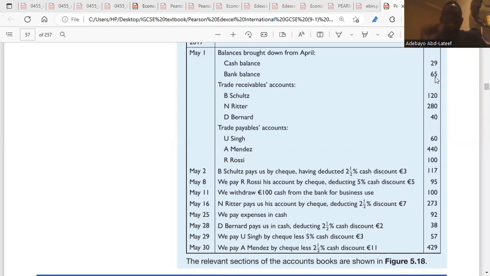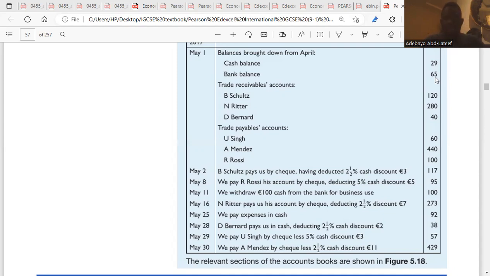What kind of discount will you put on the debit side of your cash book? You put the discount allowed. That means the discount you give to your credit customers will be on the debit side. The discount you receive from your credit suppliers because you paid earlier will be on the credit side of your cash book. So we start. Cash balance is $29. You write balance brought down, May 1, cash $29, bank 65. I think that is clear.